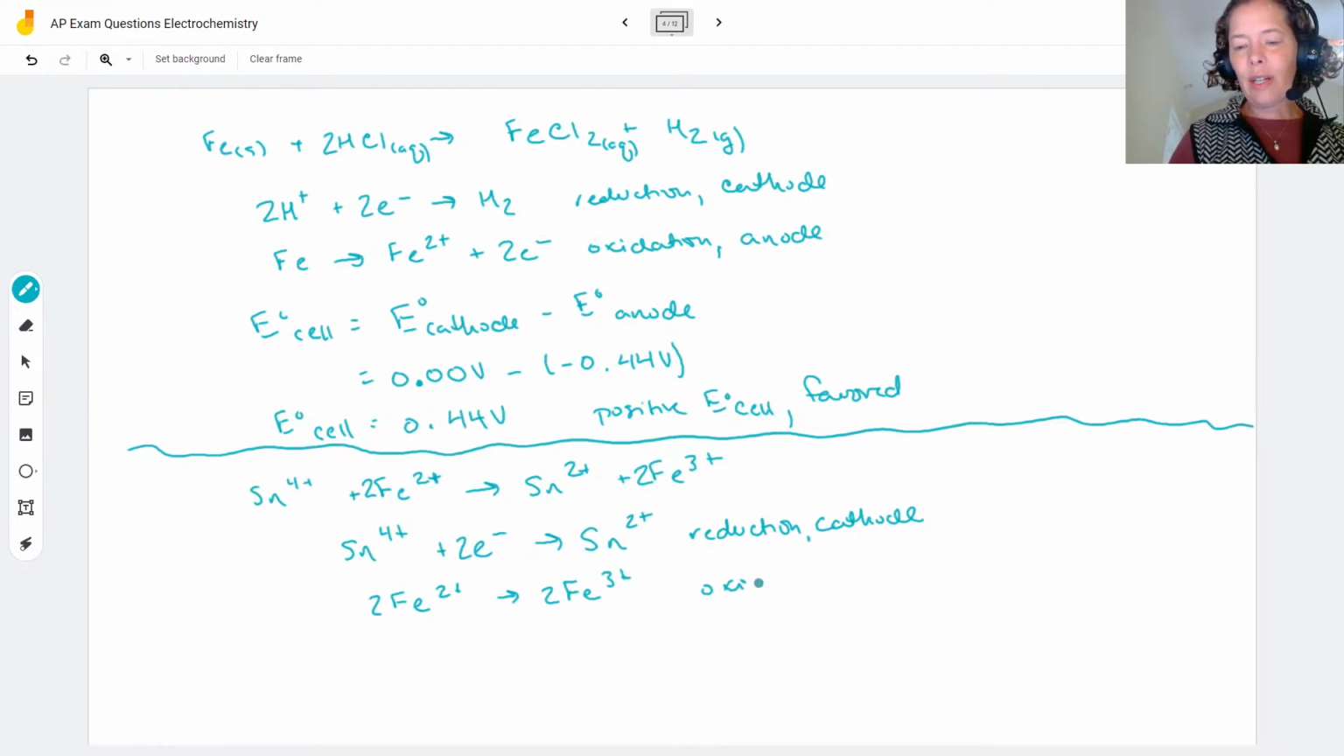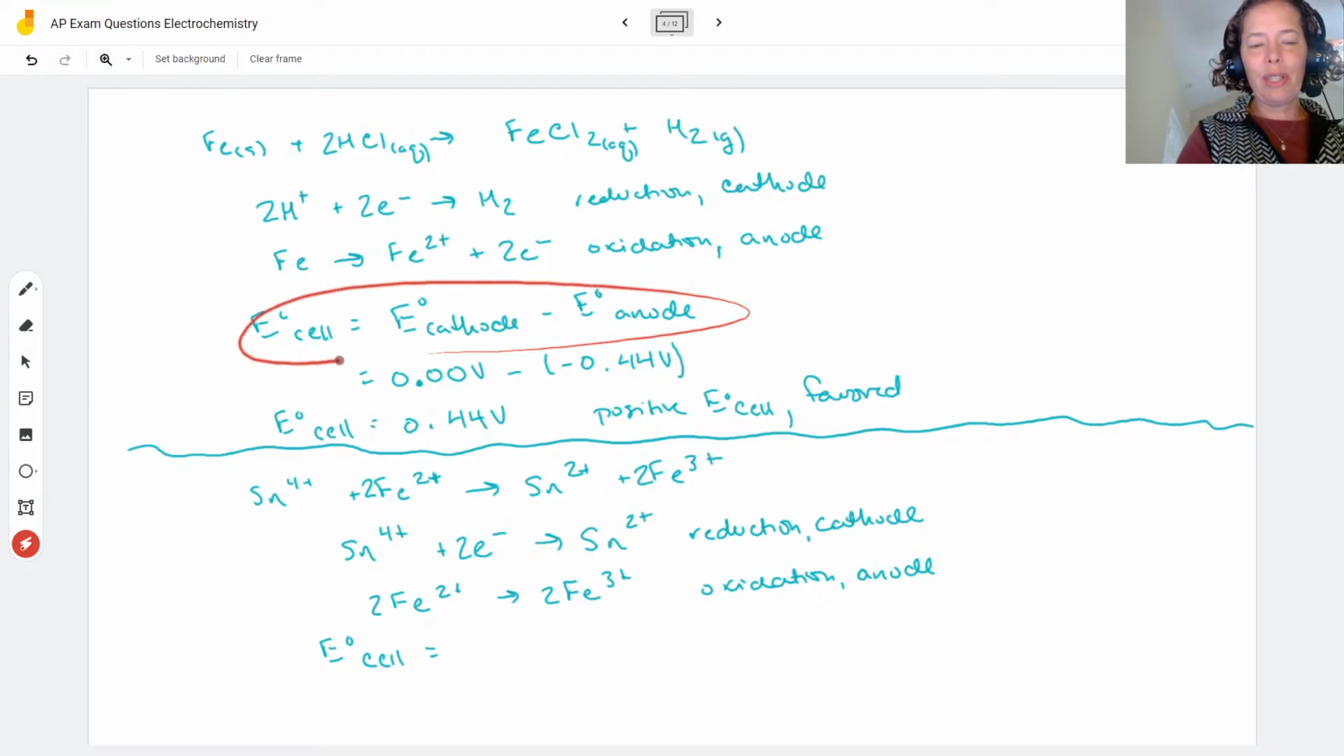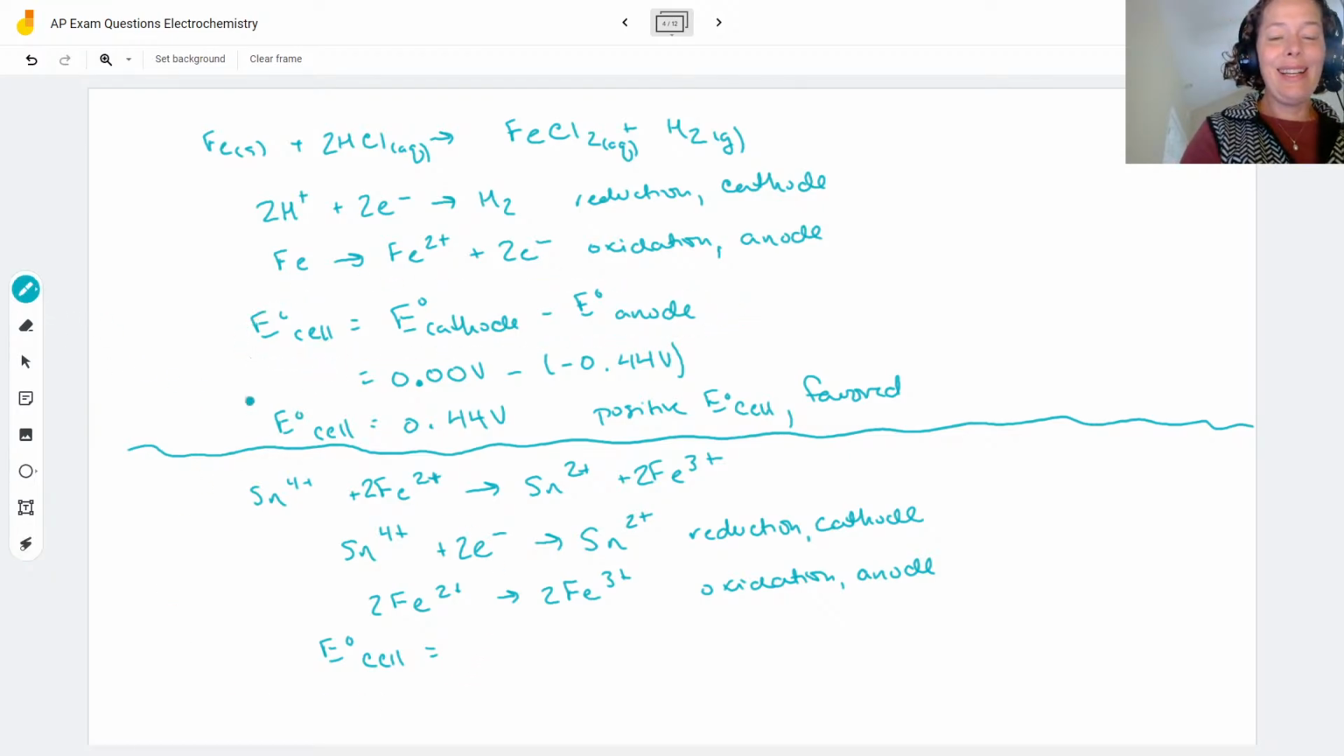And so this is our oxidation. It is our anode. And now we're ready to plug into Ecell. Just for the sake of space, I'm not going to rewrite this one more time. I'm just going to plug in. So I'm going to piggyback on this equation right here.